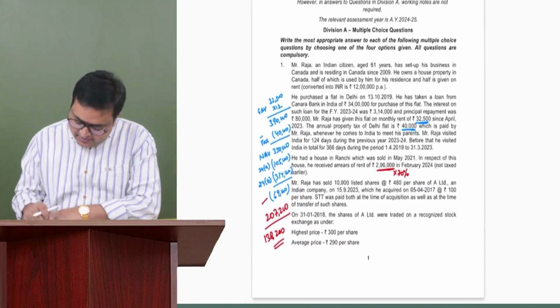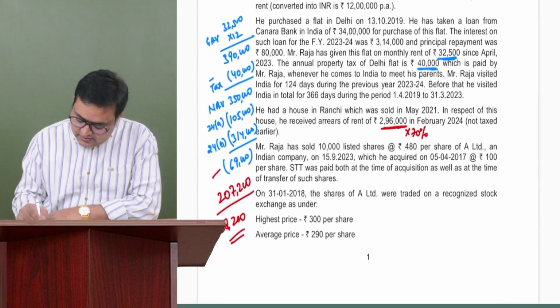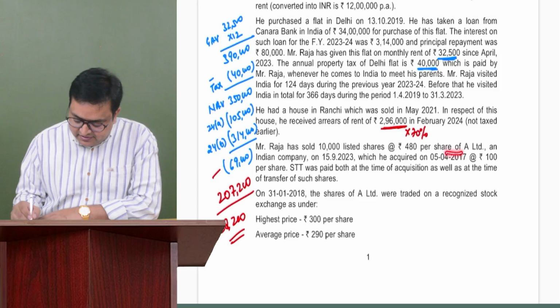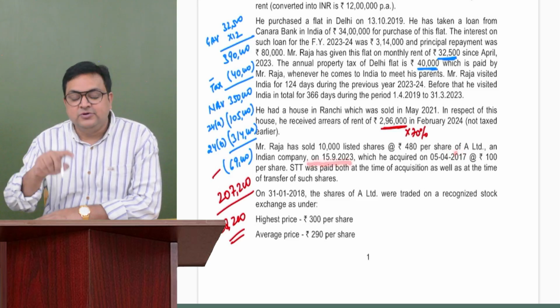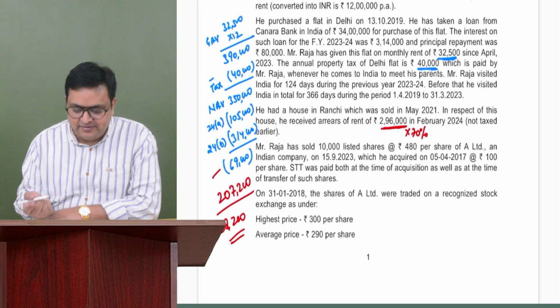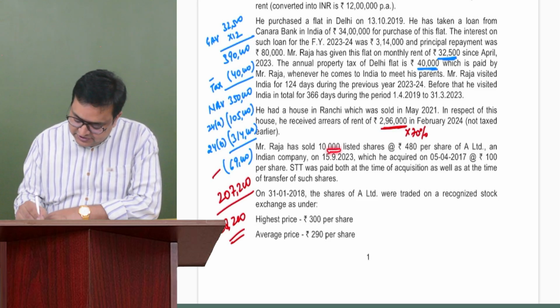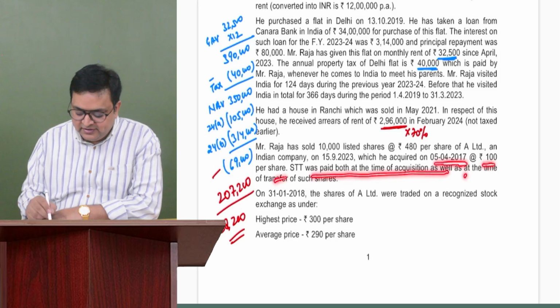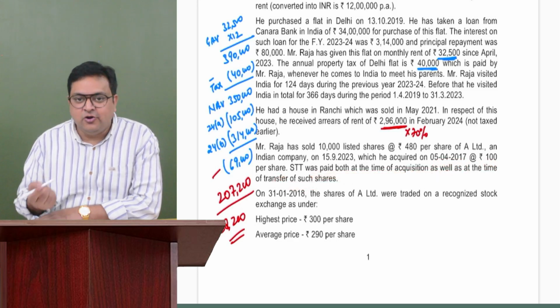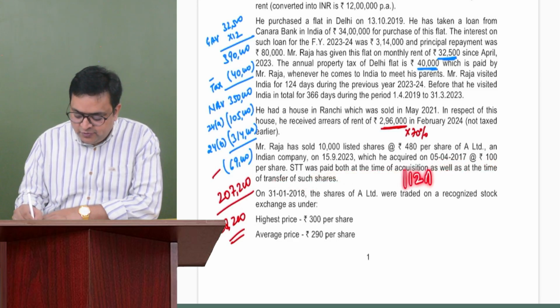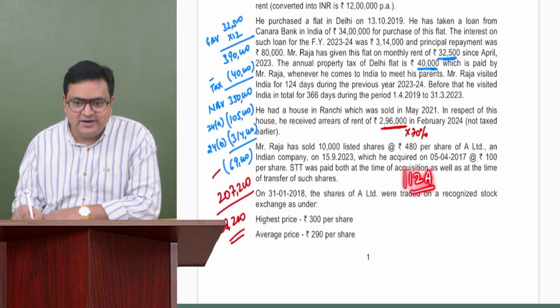Then, Raja has sold 10,000 listed shares at a rate of 480 per share, of an Indian company, on 15/9/2023. He has sold shares of an Indian company, again Indian income. 10,000 shares at 480 each, which he acquired on 5/4/2017 at a rate of 100 per share. STT was paid both at the time of acquisition as well as transfer per share. So it's long term, and under 112A, long-term equity shares or equity-oriented units.